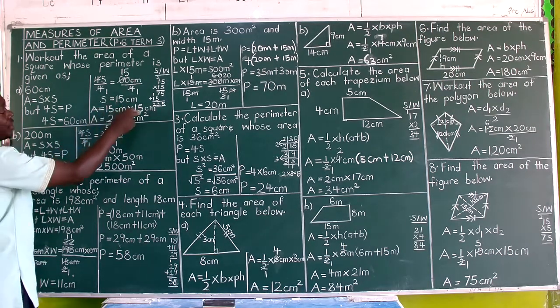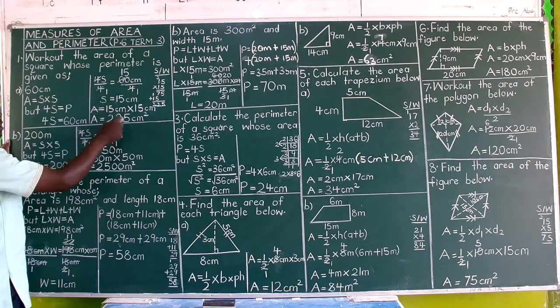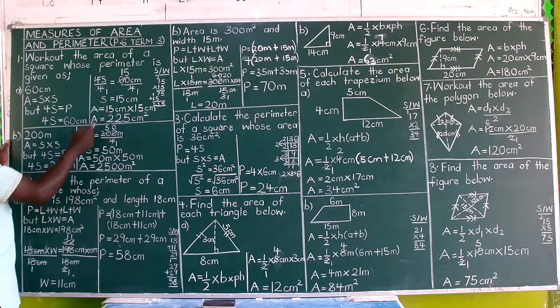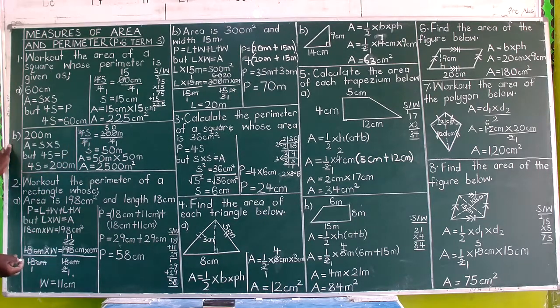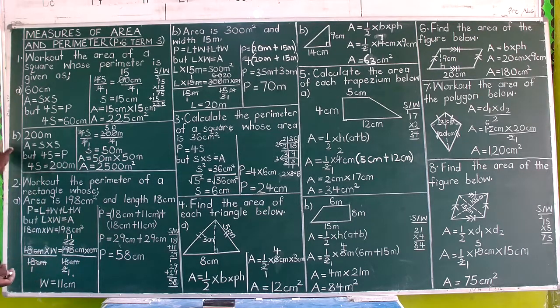So if 15 times 15 is 225, what about centimeter and centimeter? So we count 1, 2 of them. So we get centimeters to power 2, centimeters squared. So area equals 225 centimeters squared. You can as well read it as 225 square centimeters. So then you have answered the area of a square given the perimeter of the same square as the 60 centimeter perimeter given.